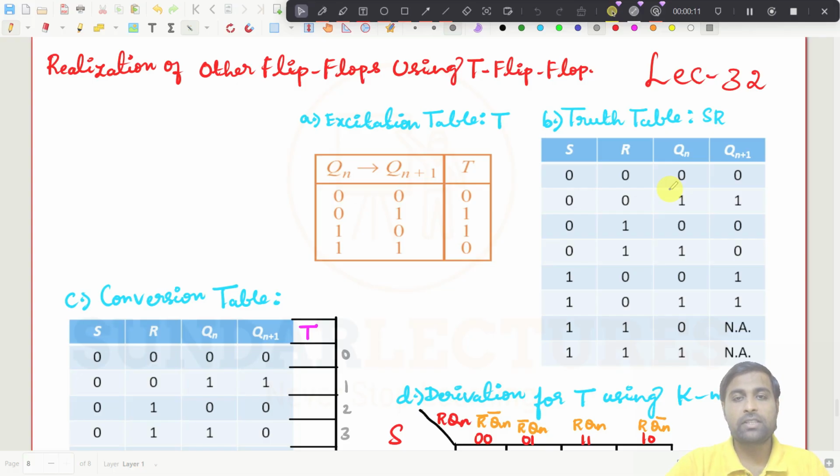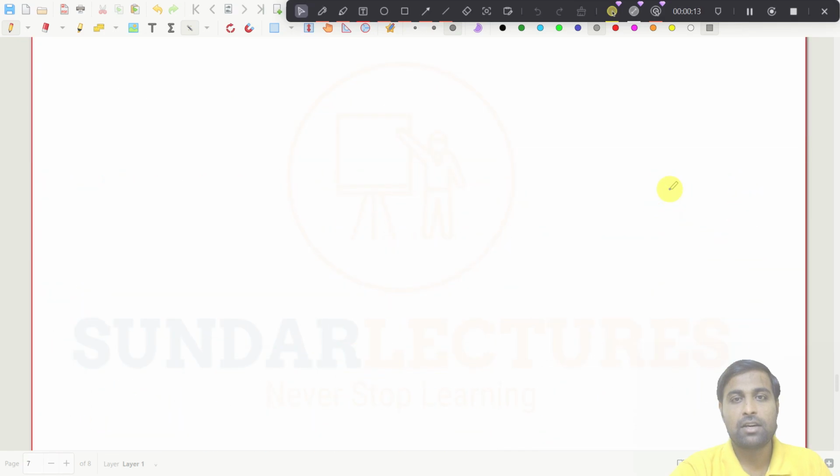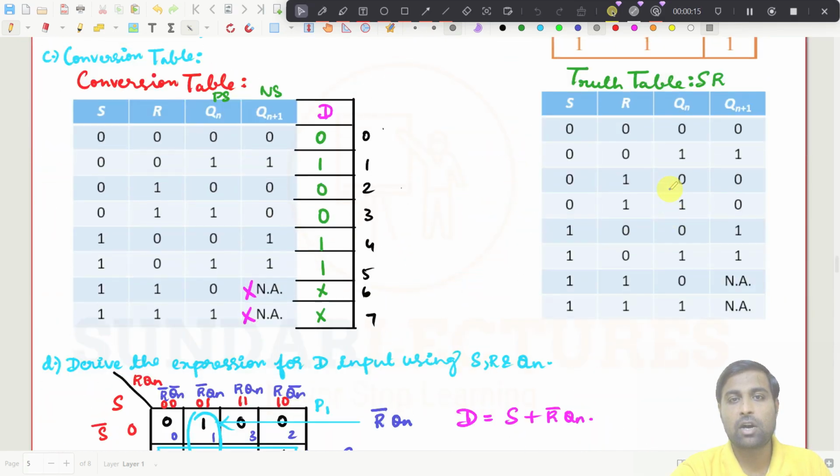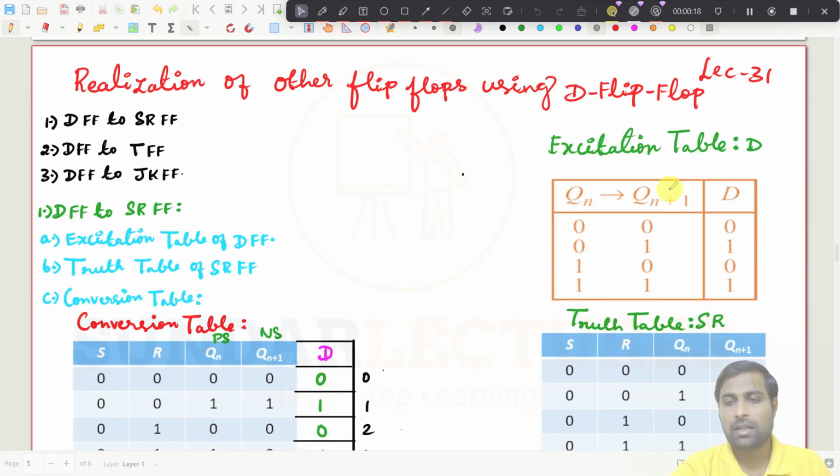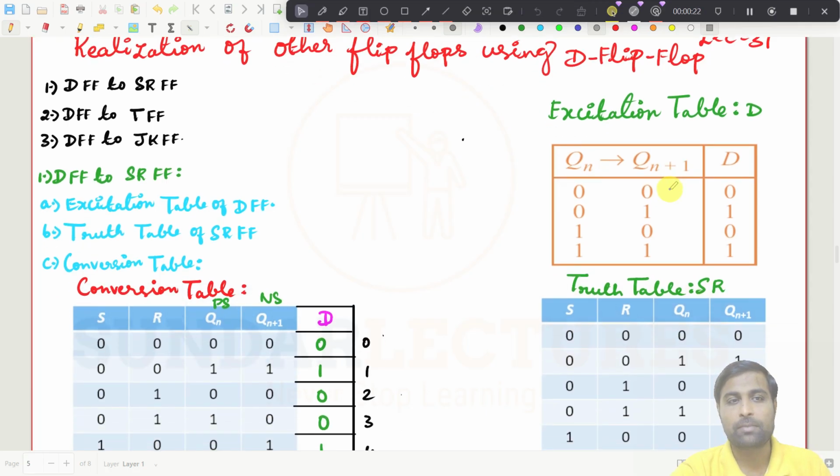So what are the topics we have seen in the previous class? We started with the topic of realization of other flip-flops using D flip-flop, and we know the steps, right? First you need the excitation table, then the truth table of the flip-flop you need to convert, and then a conversion table, right?